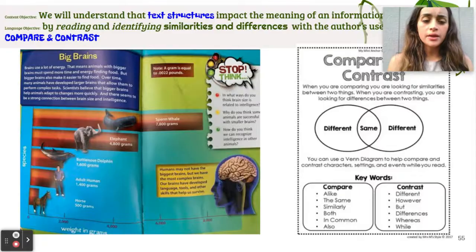Here, on these pages, the author is talking about the link between having big brains and intelligence. I wanted to show you these pages because although the keywords do not appear for comparing and contrasting, the author is comparing all the sizes of the brains to one another in between all the different types of species.